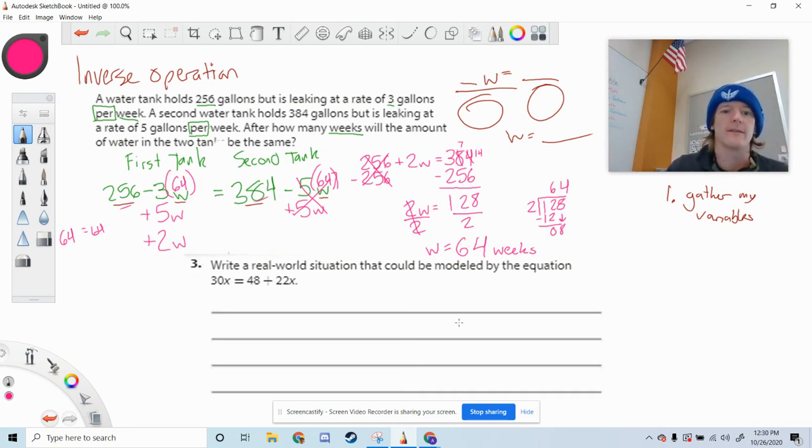For number 3, we need to write a real-world situation that could be modeled by the equation 30x equals 48 plus 22x. I want to make this kind of like it was in section 6.3, where we had a question about MP3s. And I can see here there's an initial fee, a one-time fee. I always think of money. I think it's easiest for me to think about how much something costs. So we have 48 as an initial fee, and then $22 per blank. Here we have no initial fee, but it's going to cost $30 per blank.